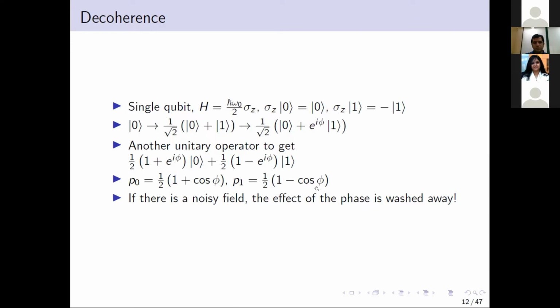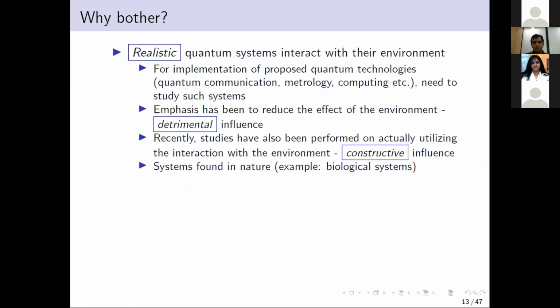So the key point is that noise leads to loss of coherence. Noise leads to a loss of your ability to see interference, quantum superposition, okay? So noise is bad in that sense. So why do we bother with that? That's precisely why we bother with that.